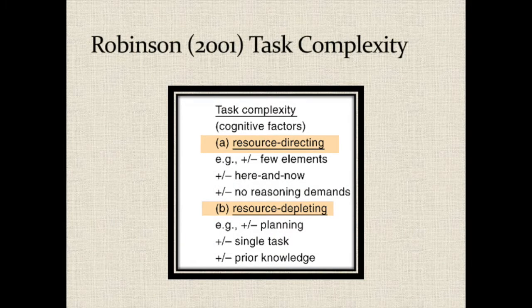Robinson breaks down task complexity into resource directing dimensions and resource depleting dimensions. The resource directing includes the number of elements, here and now, and reasoning demands. Resource depleting includes planning time, number of tasks, and prior knowledge. Now, according to Robinson, increasing task complexity along the resource directing dimensions and decreasing complexity along the resource depleting dimensions allows students to focus their cognitive resources on the linguistic demands of the task, which will lead to more complex output.